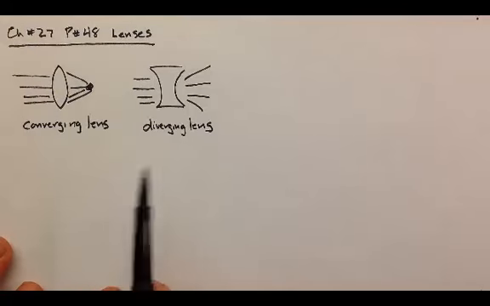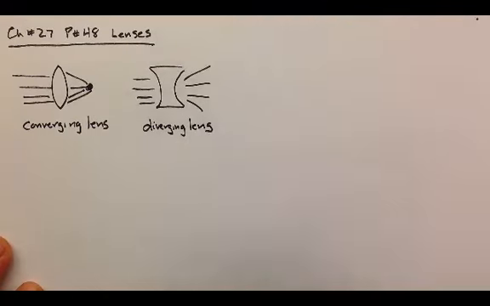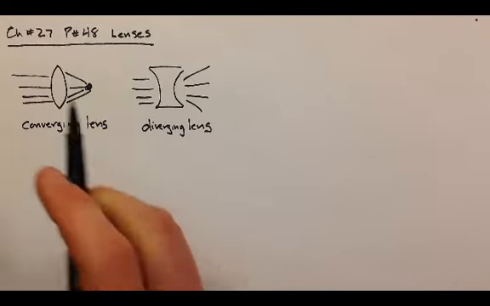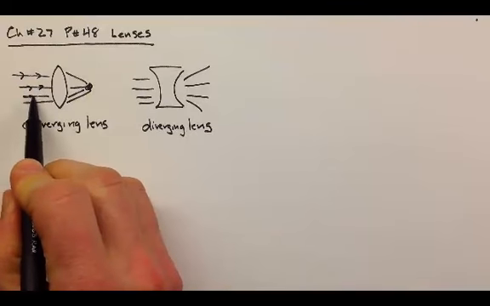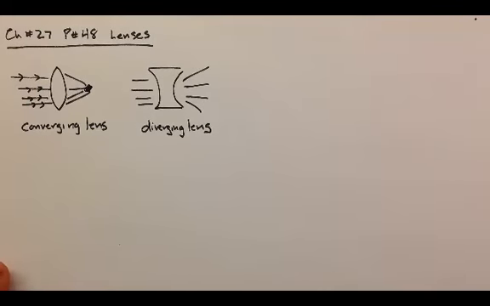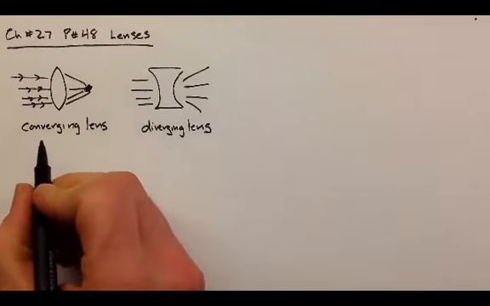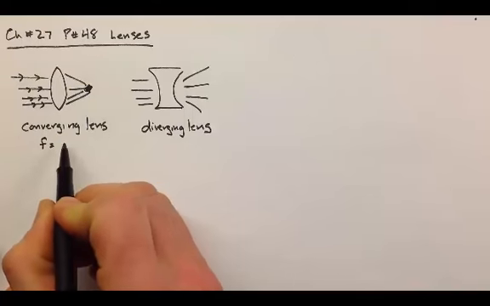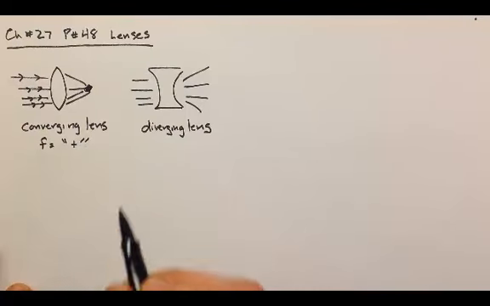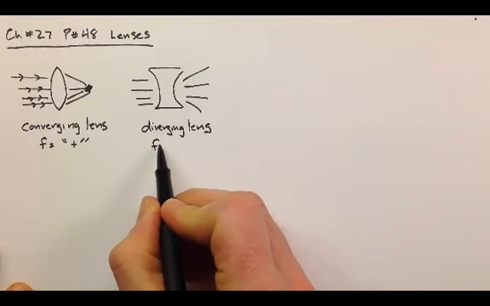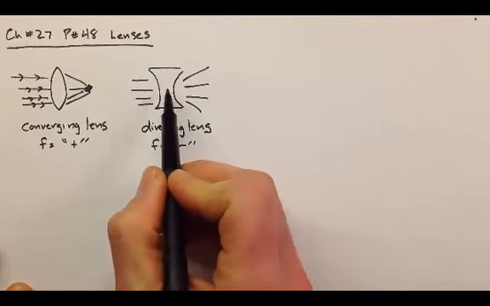So let's talk about two big categories of lenses that we have: converging lenses that look like this, and diverging lenses. If I have light coming in parallel rays, and the lens focuses that light to a single point, that is called a converging lens. For a converging lens, the focal length, which would be the distance from here to here, is thought to be positive. So in our sign convention, converging lenses have a positive focal length. Diverging lenses, however, have a negative focal length.